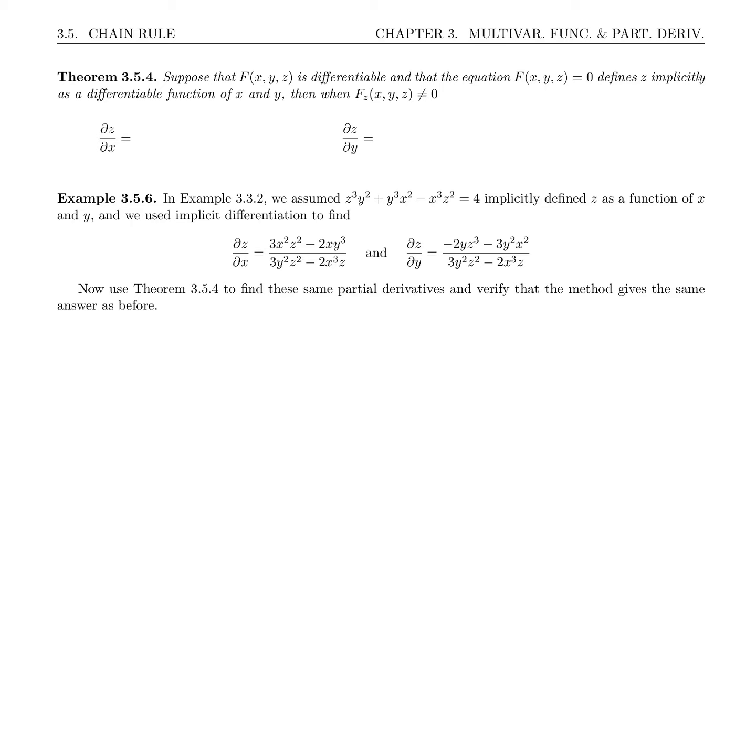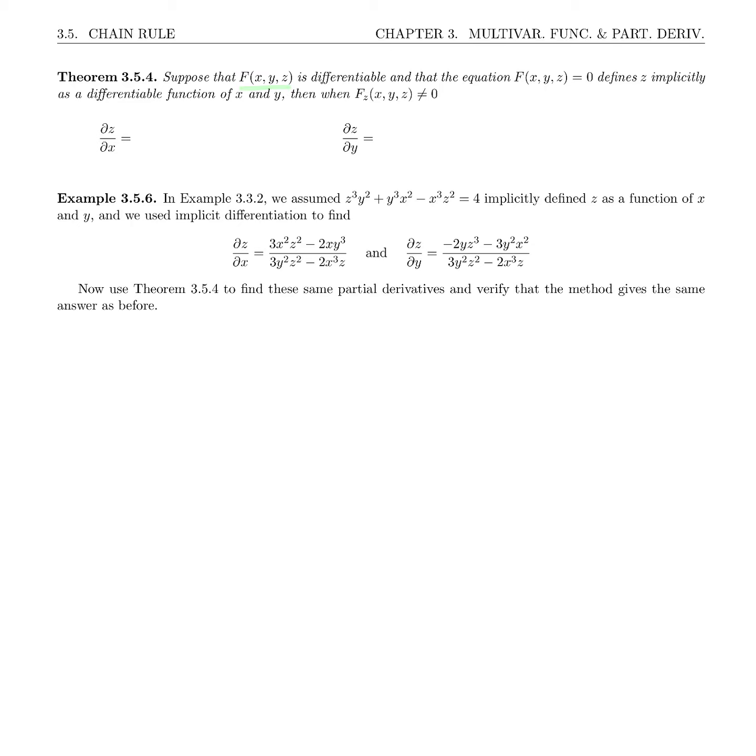This is the last video in section 3.5 on the chain rule. In this video, we're going to use the chain rule again to accomplish what we did before with implicit differentiation. So theorem 3.5.4 is analogous to the theorem that we saw in the previous video.